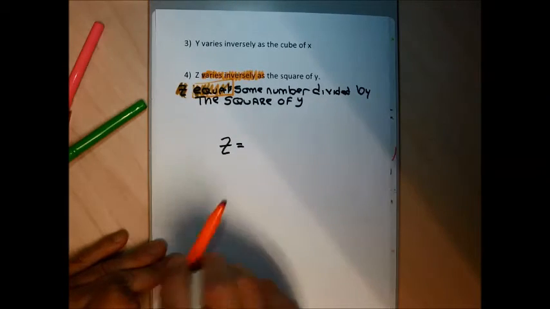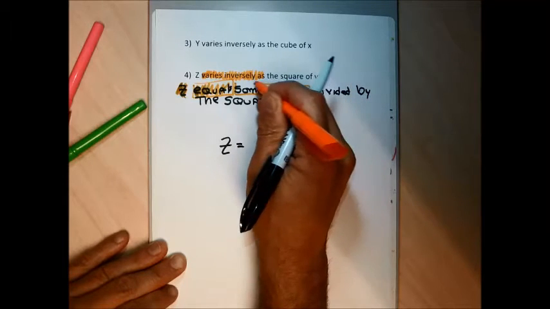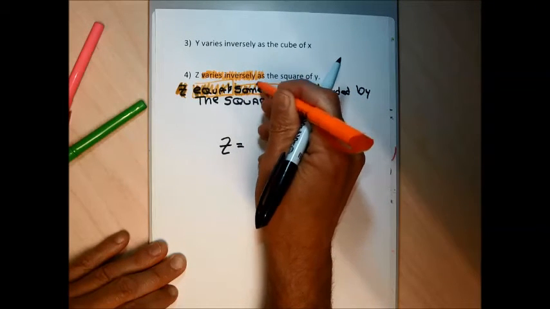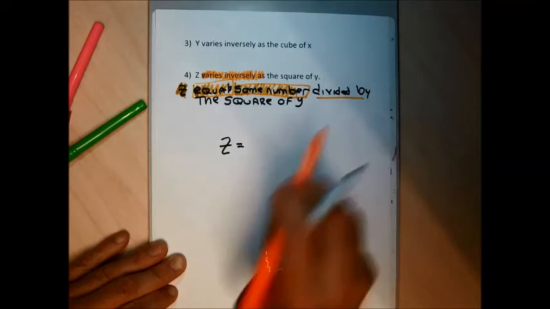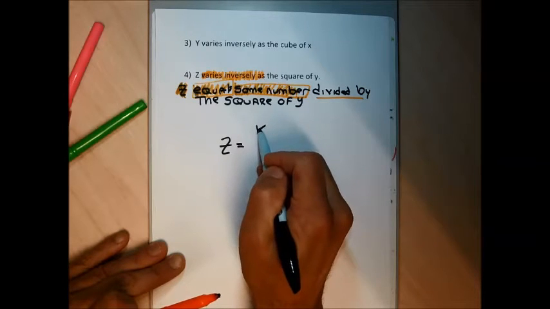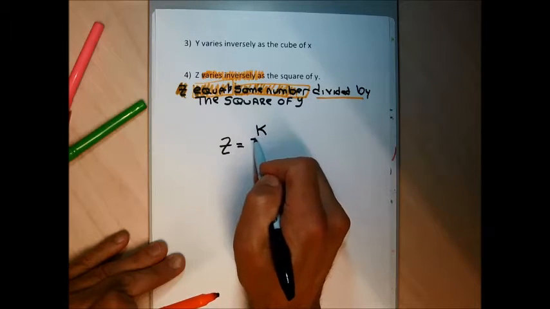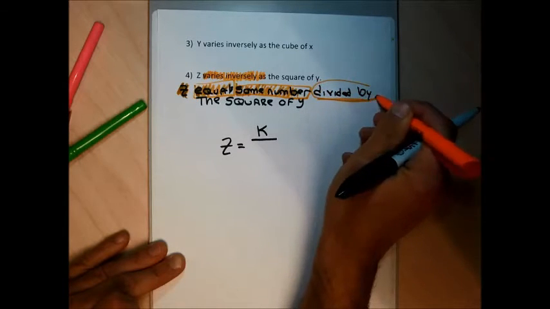And then for the sum number, I always use the letter K. Because this is inversely, I'm going to create a fraction with a K in the numerator. So the divided by tells me I can use a fraction or a division sign. For inversely, I usually form a fraction for the sum number divided by. That's kind of what I've shown now. This is sum number divided by.